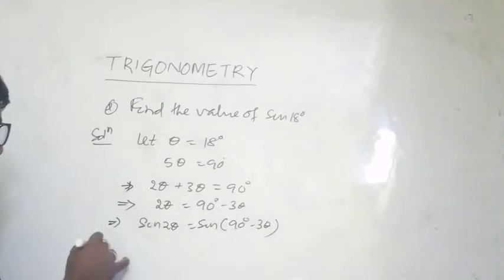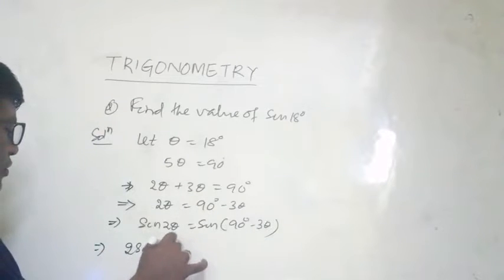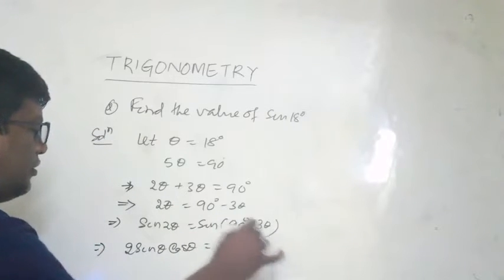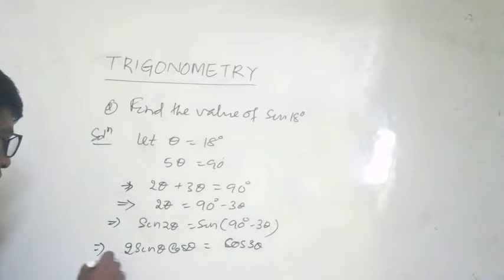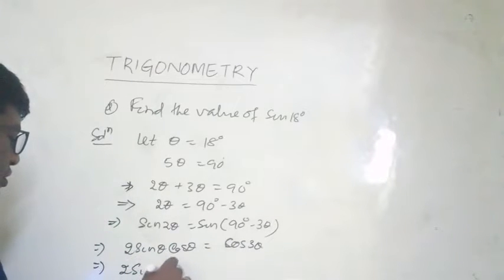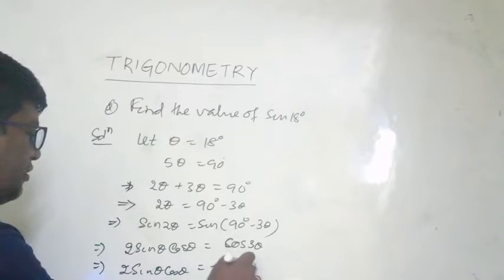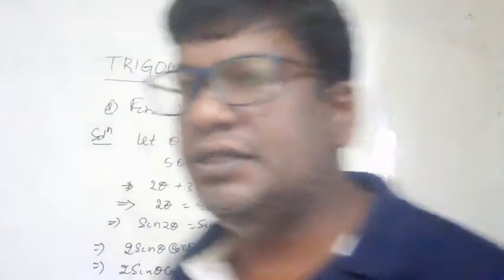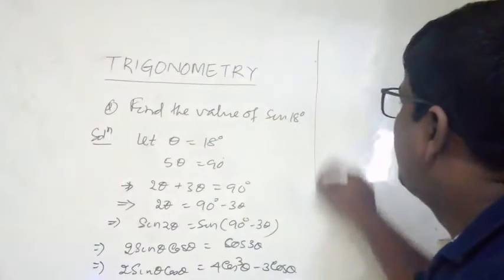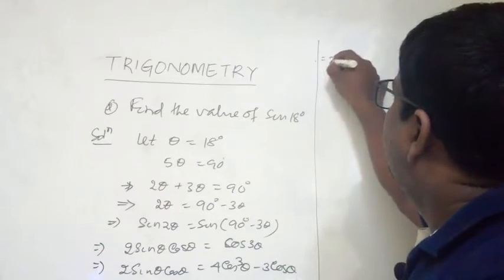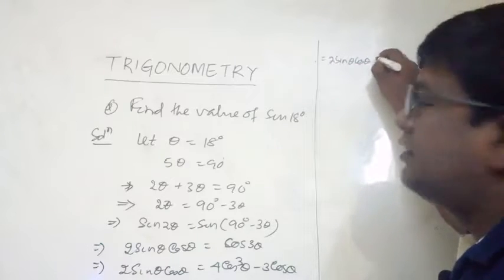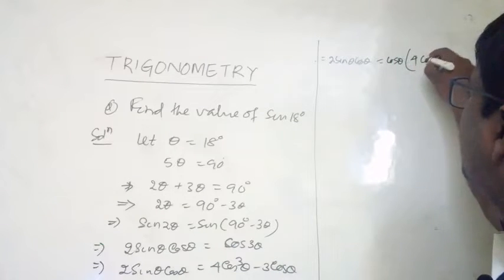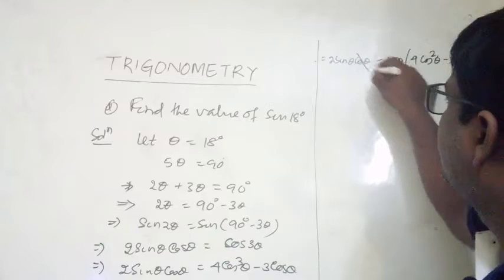Clear? And this gives 2 sin theta into cos theta is equal to cos 3 theta. What is the formula for cos 3 theta? This is equal to 4 cos cube theta minus 3 cos theta. So 2 sin theta cos theta is equal to cos theta common, 4 cos square theta minus 3. So cos theta gets cancelled.